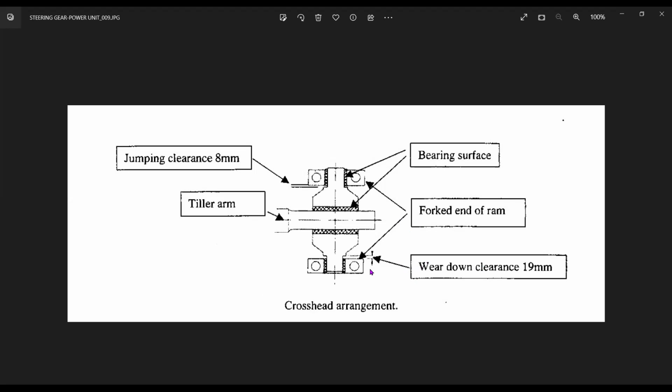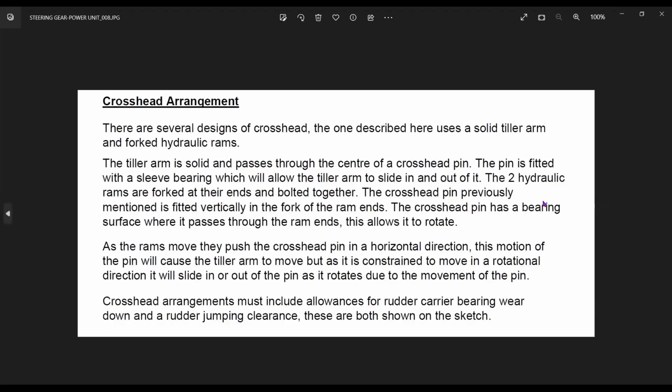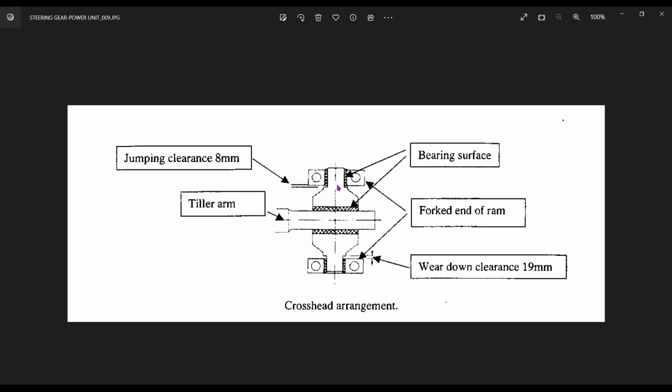Both of them are clamped together. Now the crosshead pin previously mentioned is fitted vertically in the fork of the ram end. That means this entire thing is one thing. This entire crosshead pin is one mechanism, and it is quite a substantial thing. It has to be much bigger in diameter than the tiller arm, because it is transmitting all the thrust in the vertical and horizontal fashion.